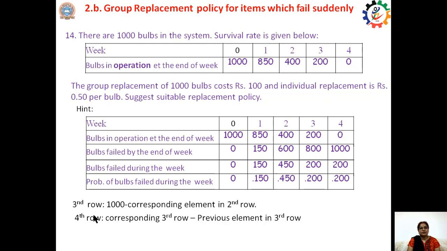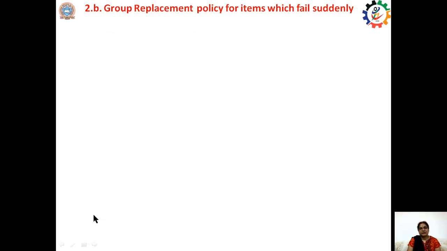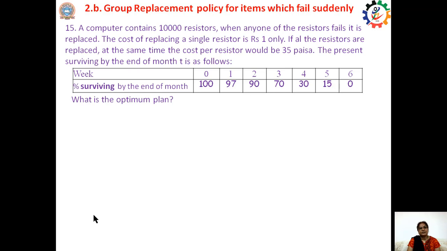So the probability of bulbs failed during the week is the fifth row, fourth row divided by 1000. 150 by 1000, 0.15. 0.45. 200 by 1000, 0.2. 200 by 1000, 0.2. It is not like this. When you add this, you should get 1. You are not dividing by 100, because the numbers are not based on 100. Base is not 100, base is 1000. So very carefully you have to divide and put there.